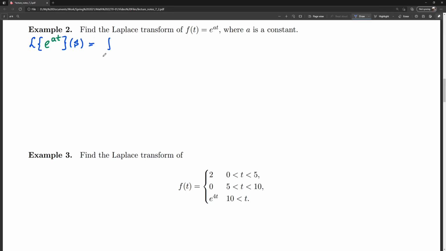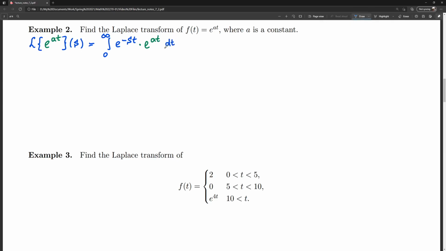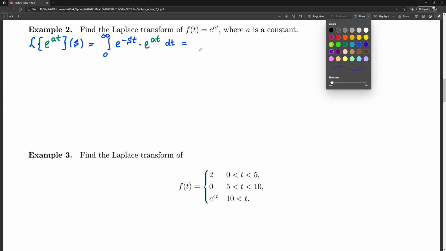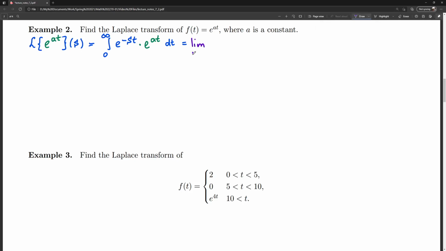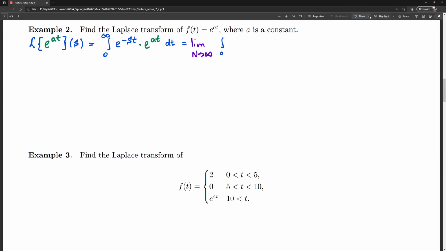And by definition, this is the improper integral from 0 to infinity of e to the power negative st, and then we're multiplying that by f of t, which is e to the power at, and then dt. So first of all, let's use a limit because we have an improper integral. So this is the limit as n goes to infinity of the integral from 0 to n.